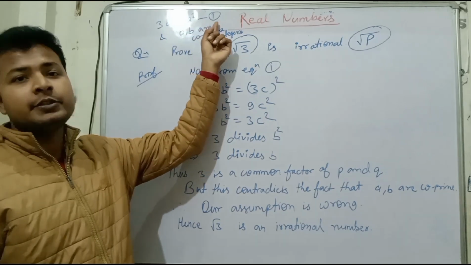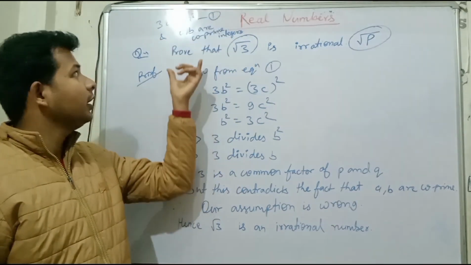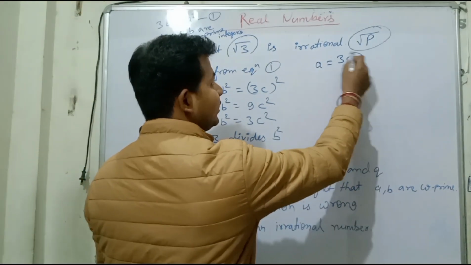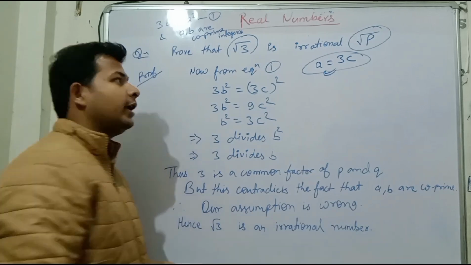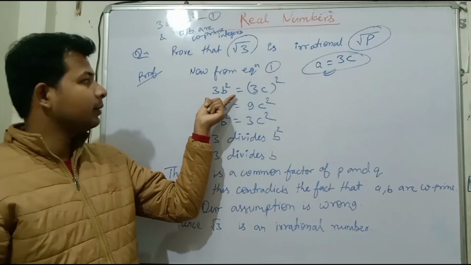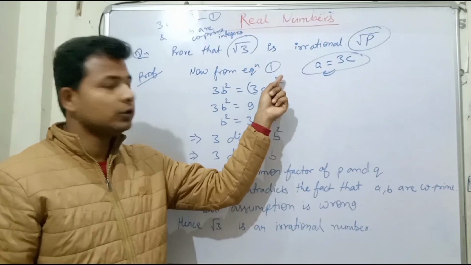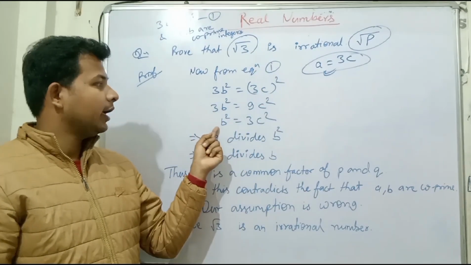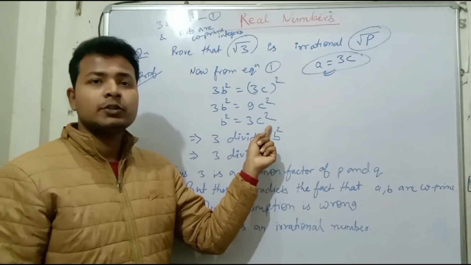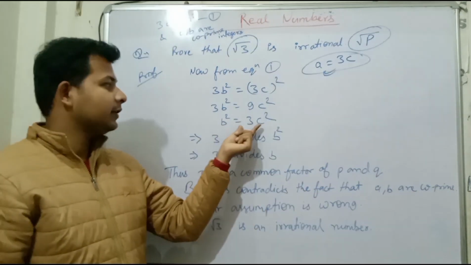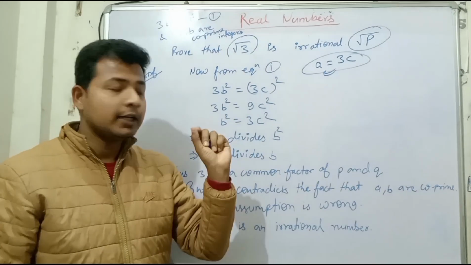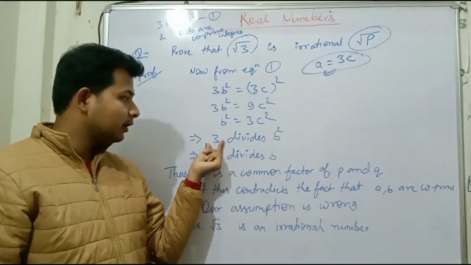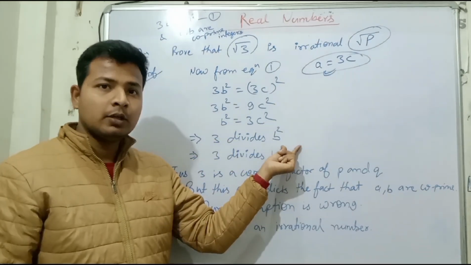Okay, let's continue. After that, we have to use equation number 1, which I have written here: 3b square equals a square. Now we have to put the value of a, which has been supposed as 3c, in equation number 1. It will become 3b square equals 3c whole square. This will give you 3b square equals 9c square, and the final result is b square equals 3c square. Again, as you can see, b square can be written as the product of 3 and c square, two numbers. That means 3 will divide b square.